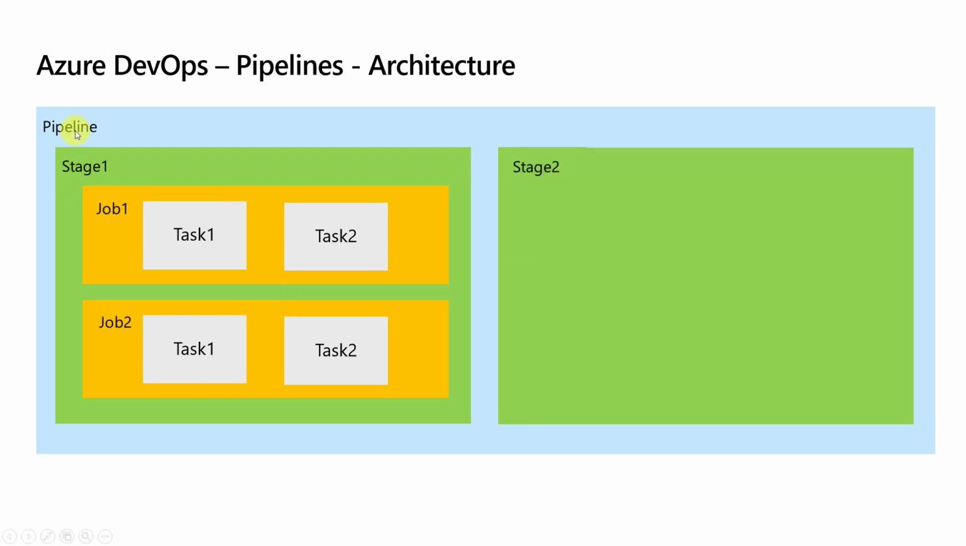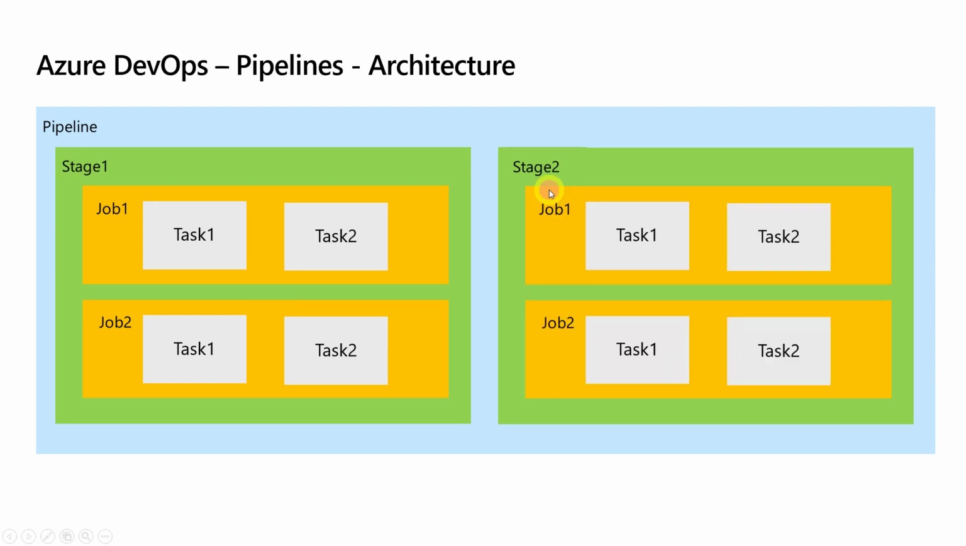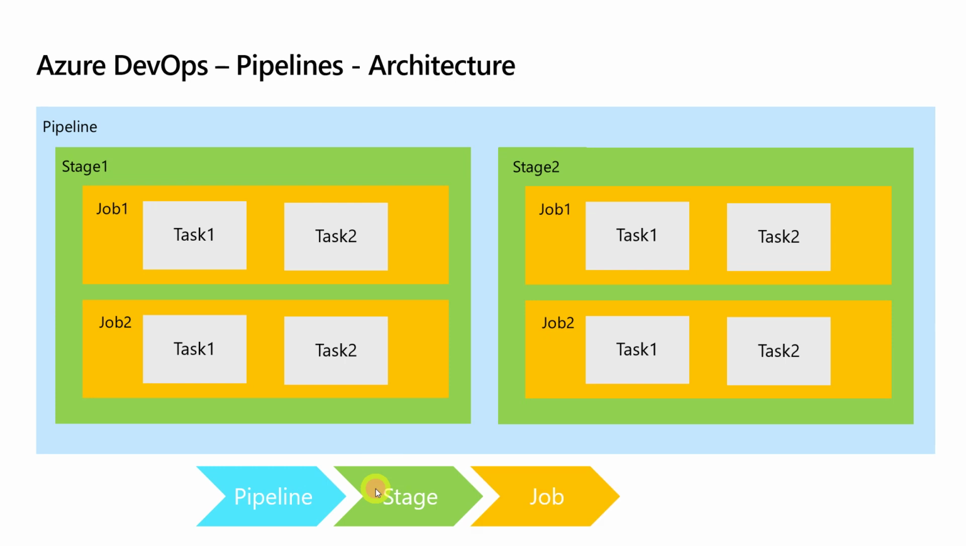Similarly, each pipeline can have multiple stages. So pipeline contains stages, stages contain jobs, jobs contain tasks. Now, when we create a pipeline, if you remember, stage need not be created. It's optional.